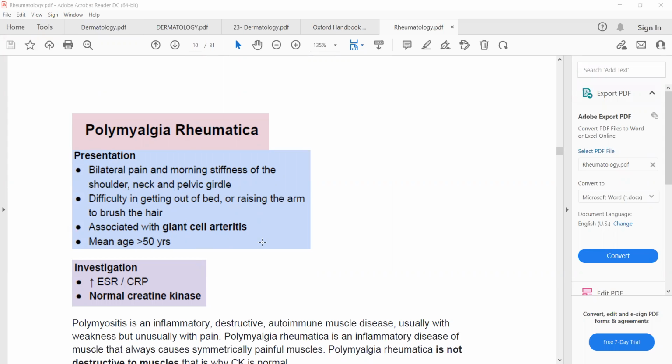ESR will be raised like in polymyositis. Similar to polymyositis, ESR and CRP will be raised. But remember that in polymyalgia rheumatica, there is inflammation of the muscles, but not a destruction or necrosis of the muscle fiber. So creatine kinase will be normal.